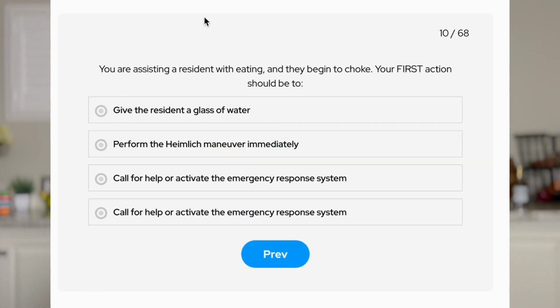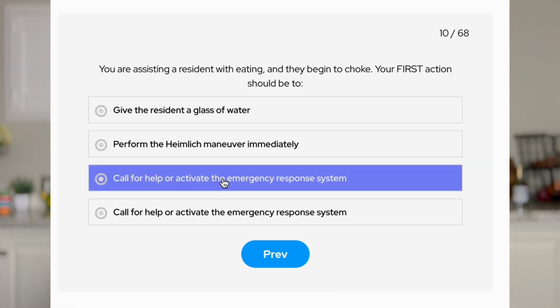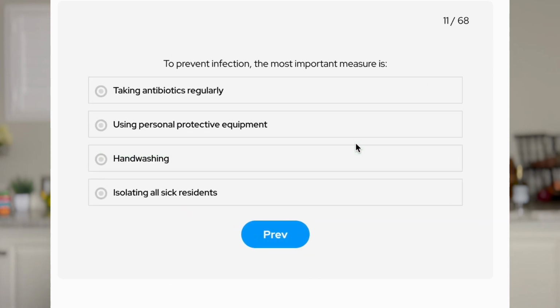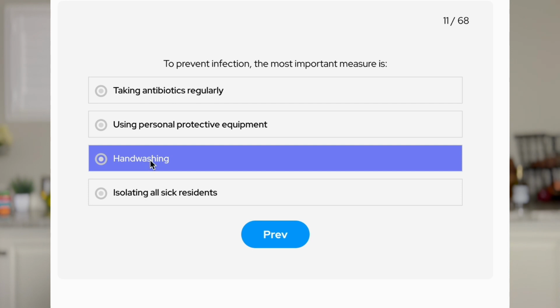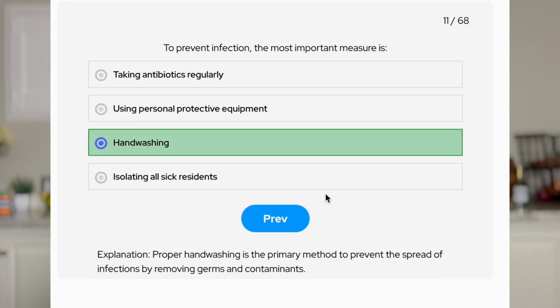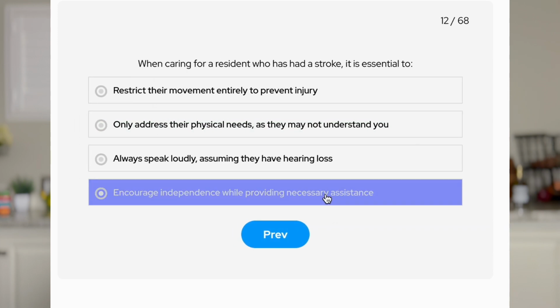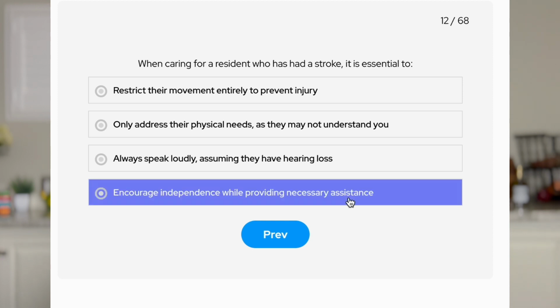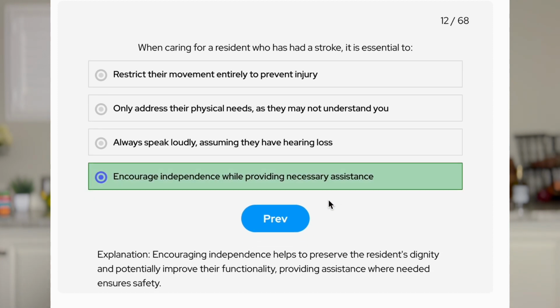You are assisting a resident with eating and they begin to choke. Your first action should be to call for help and activate the emergency response system. To prevent infection, the most important measure is hand washing. When caring for a resident who has had a stroke, it is essential to encourage independence while providing necessary assistance.